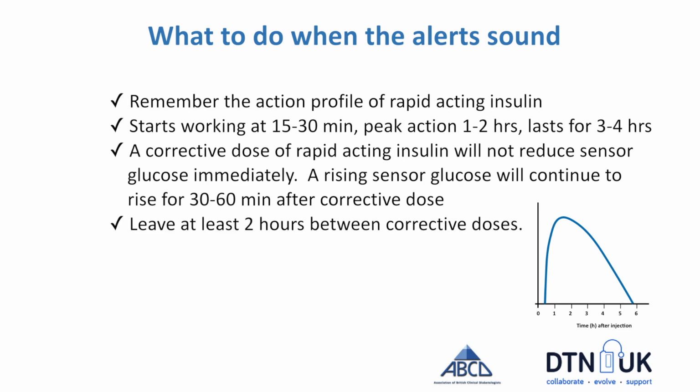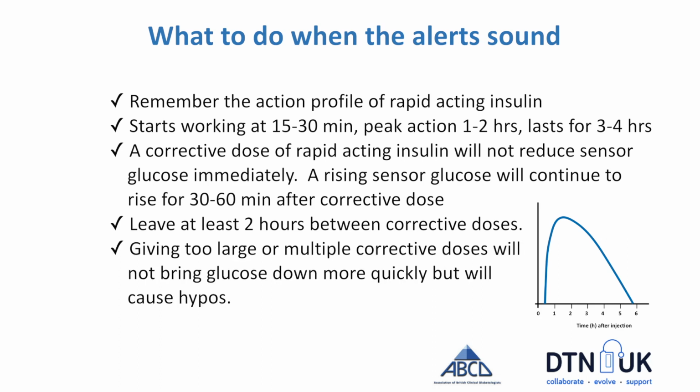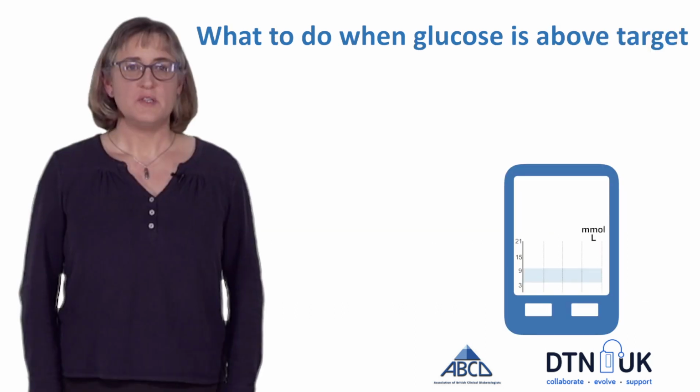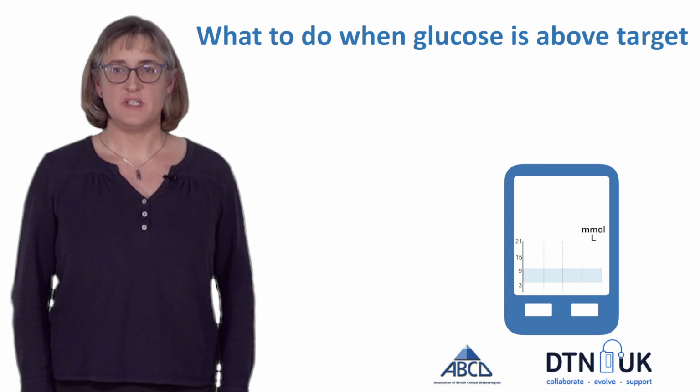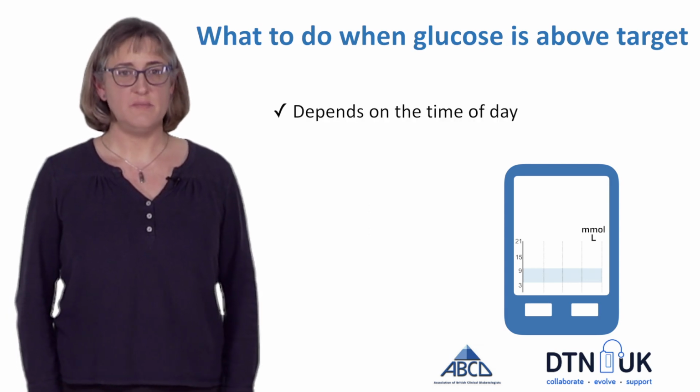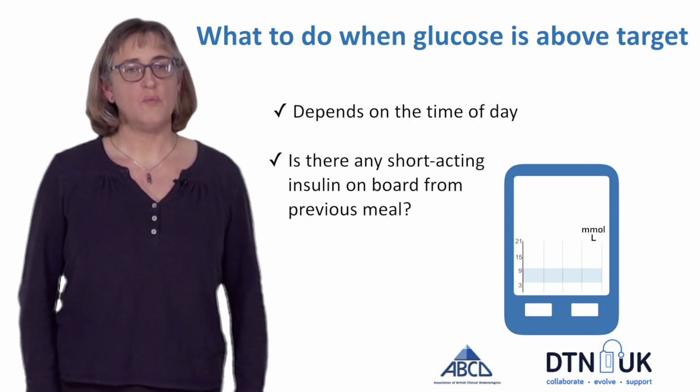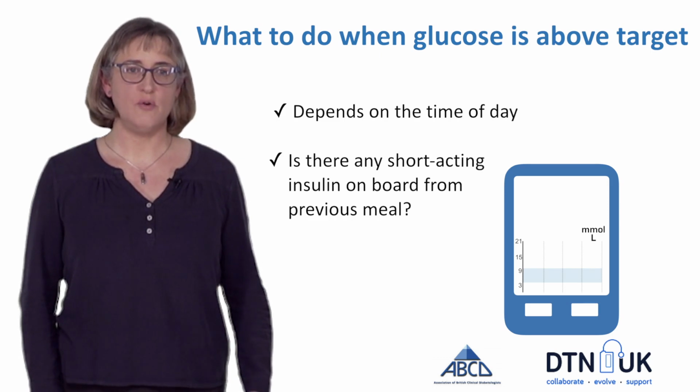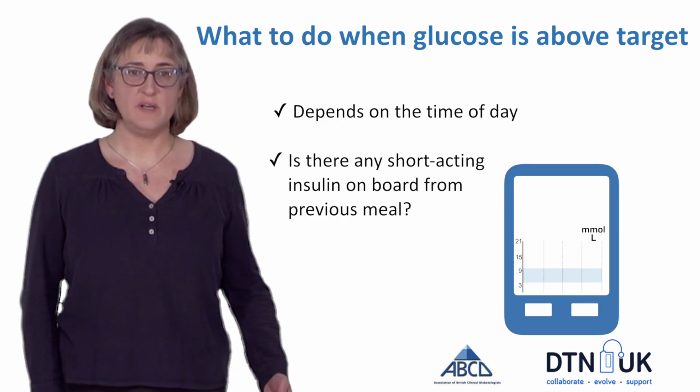It's important to leave at least 2 hours between corrective doses. If you give too many or too large corrective doses, this won't bring your glucose down any more quickly, but it will cause hypos. So what you do when your glucose is above target depends on the time of day and whether you've got short-acting insulin on board from your previous meal.